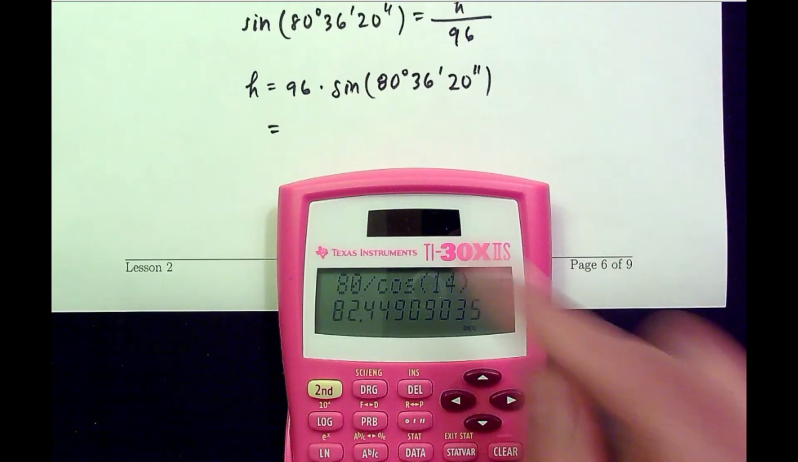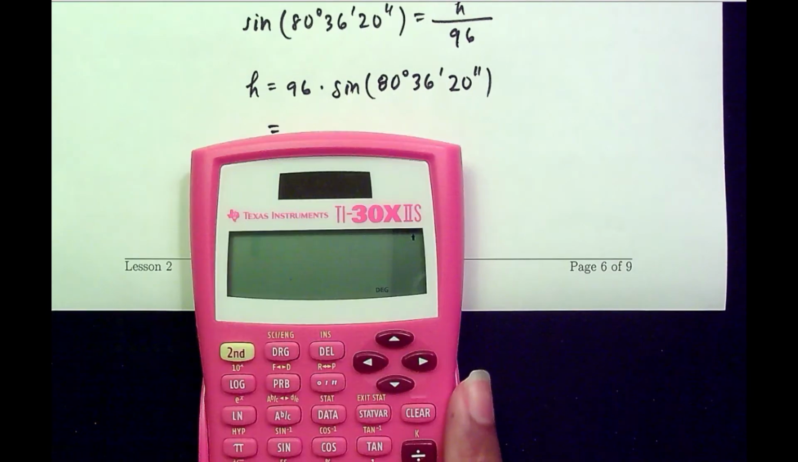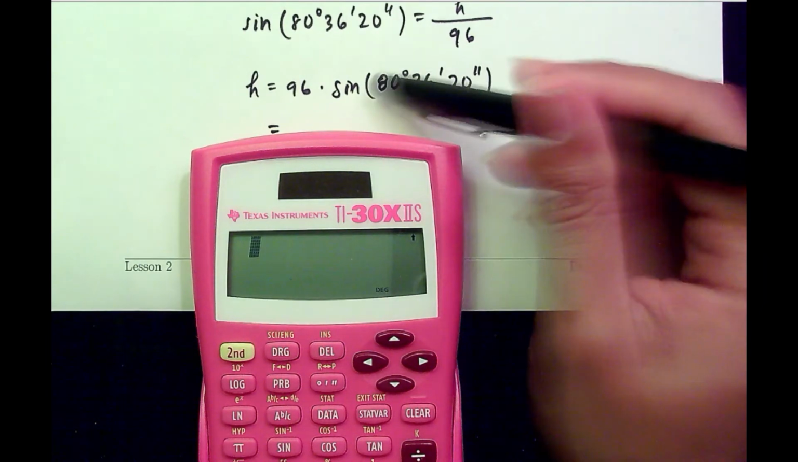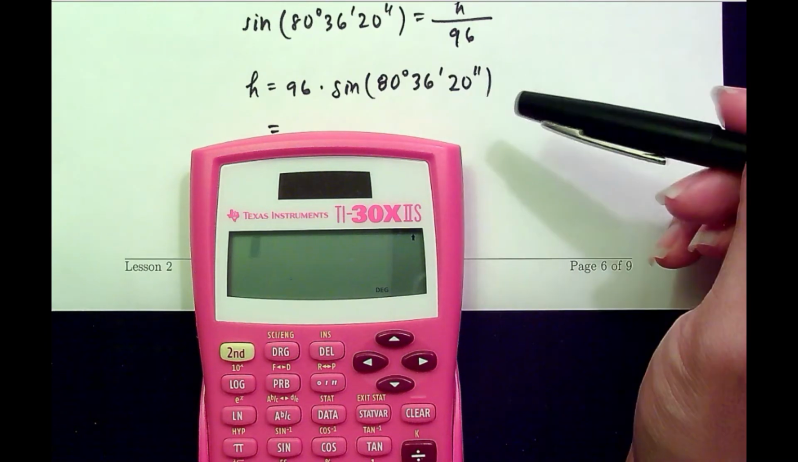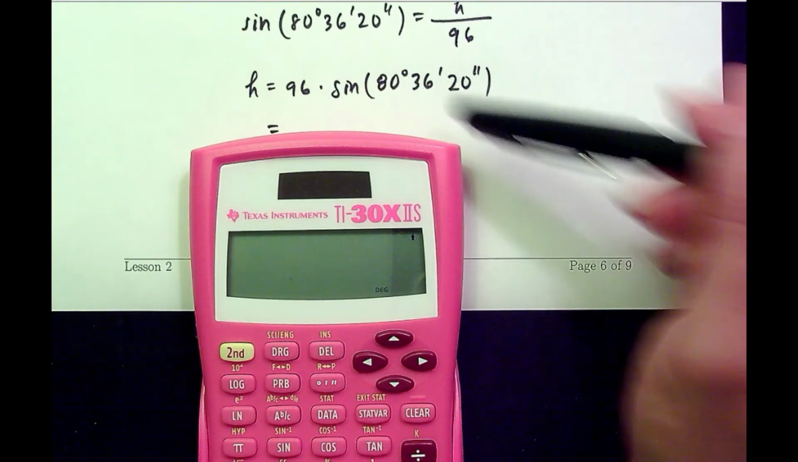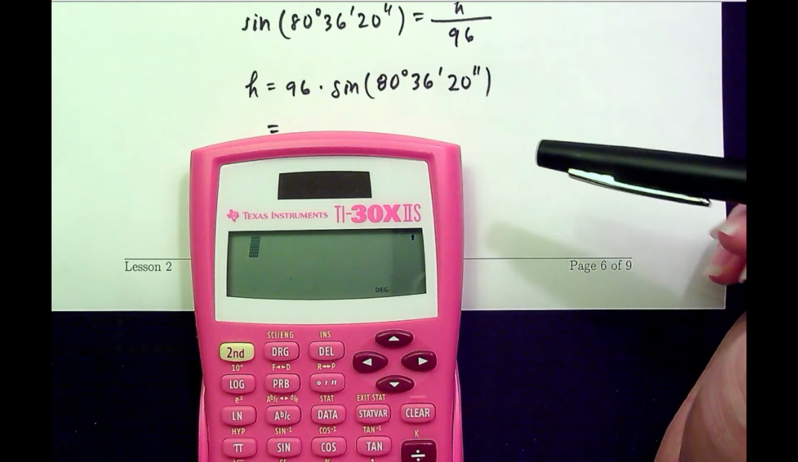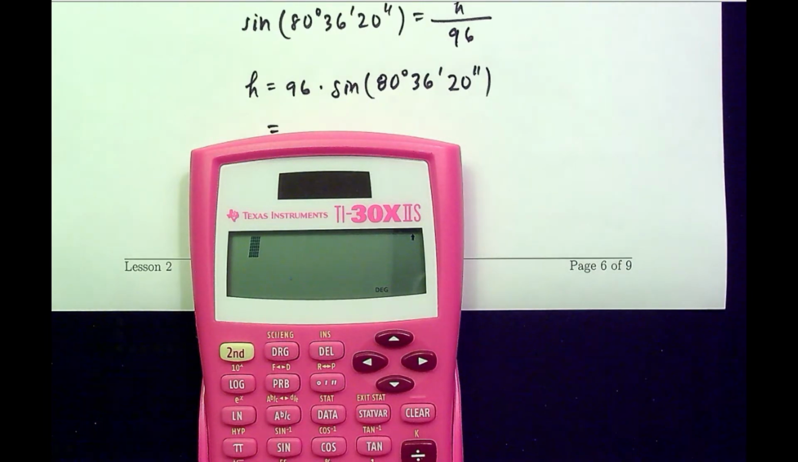I can enter degrees, minutes, and seconds in this calculator. In your calculator, you have to figure out how to do that, or you could always convert this to decimal notation, convert it to DD. Remember how you do that. So real quick, it would be 80 plus 36 divided by 60 plus 20 divided by 3600. You're going to get just a regular decimal degree, and then you can enter it in the calculator.